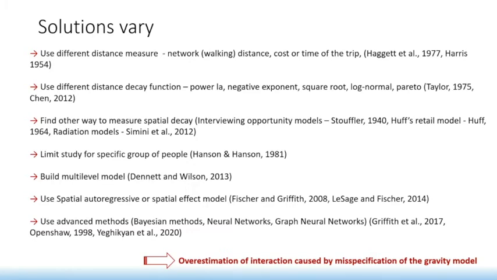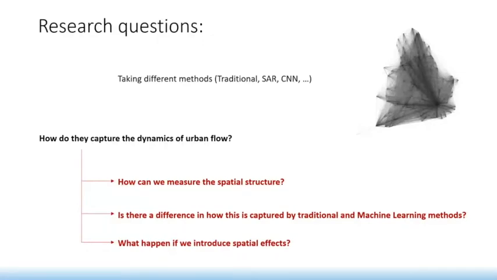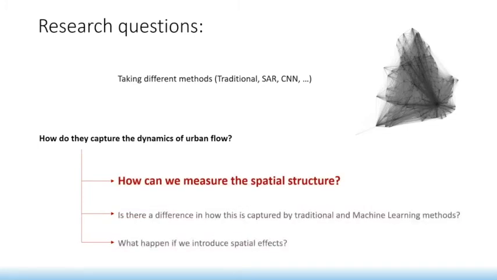So my research questions are: if advanced methods, such as neural networks, are better than the classical approaches, how do they capture the dynamics of the urban flow? How can I measure which model captures the spatial structure the best? What actually is the difference between the traditional and machine learning models? And how does this change if we introduce spatial effects to those models? Today, I would like to talk more about the first point and introduce how we can measure the spatial structure using ideas from graph theory.